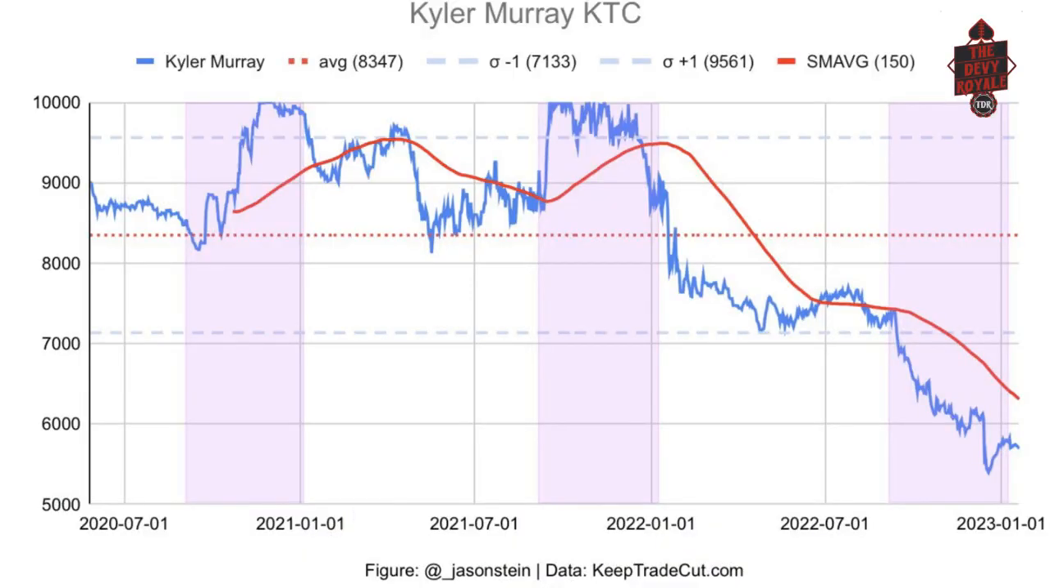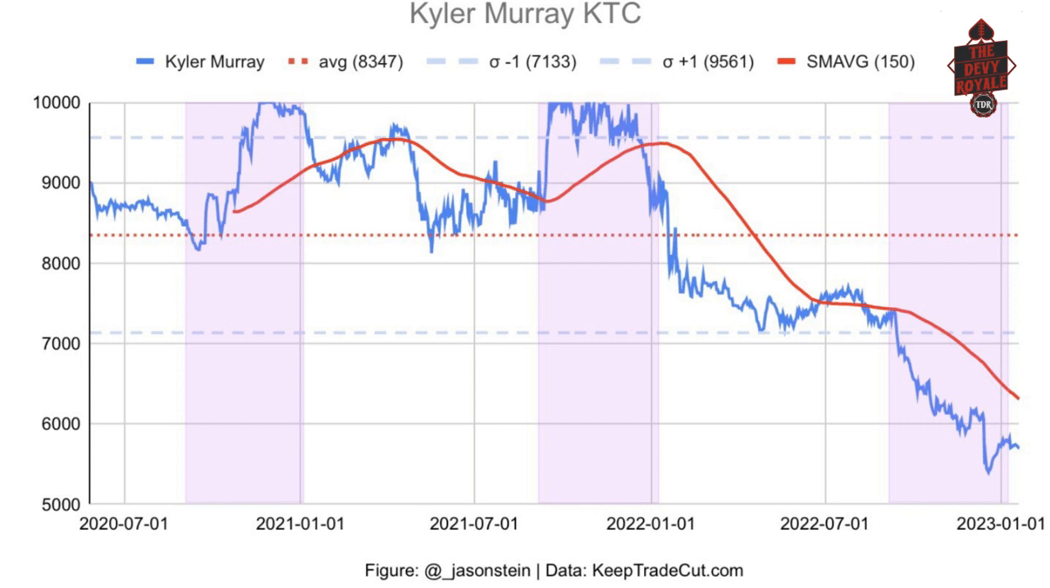Of course, KTC is KeepTradeCut. It's a website that uses crowdsourcing by having the people that visit the site answer whether they keep, trade, or cut certain players. Then they put those answers into an algorithm, and they come up with values for each one of these players. It's basically a sentiment indicator. So here's a look at Kyler Murray's KTC over time.